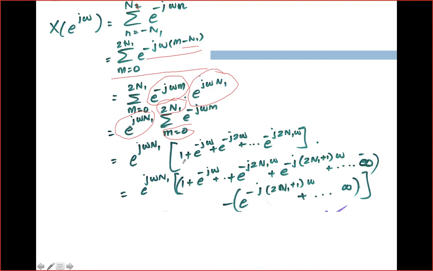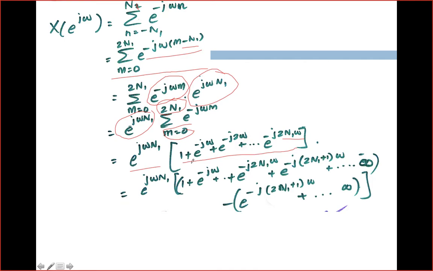What I am going to do is expand this series. This is summation, that is e power j omega n1 into, I am simply expanding this series like 1 plus e power minus j omega, that is m is equal to 1, m is equal to 2, e power minus j2 omega, plus, and it will go up to e power minus j2n1 omega.